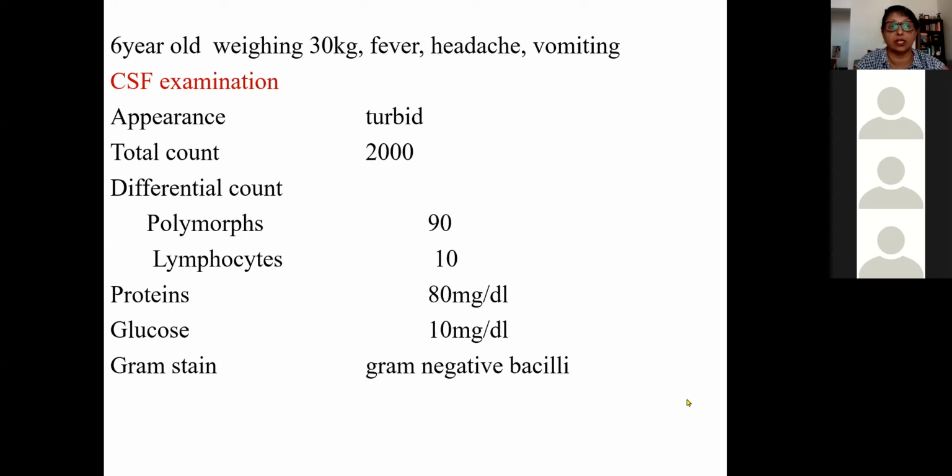That is a 6-year-old child. So that causes meningitis. So which can be the gram negative bacilli? Any idea? If you know the answer, tell. No, ma'am. Okay, then we will go. So it is Haemophilus influenzae.